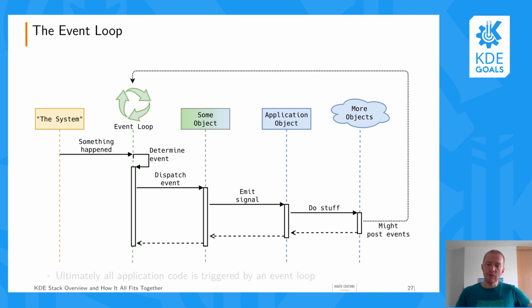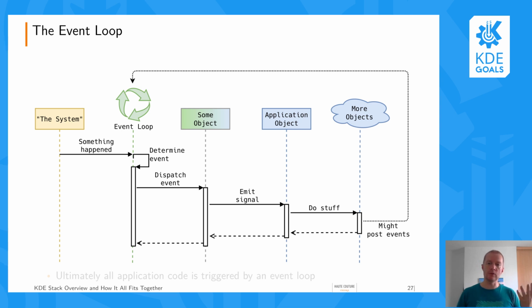So something happens. When something happens, the event loop is notified of this. We'll get back a bit more on how that works. Based on that, it determines which kind of event that was. Was it the keyboard? Was it network? Was it mouse or something like this? Once it determines the event, it dispatches the event to some object. That object can be something in the toolkit, or that can be something from your application, depending on the event and depending on what implementation you provide.